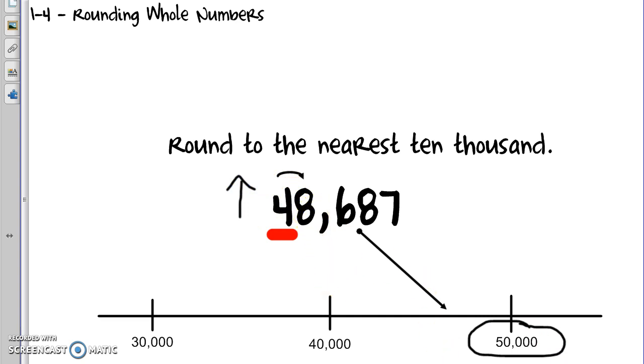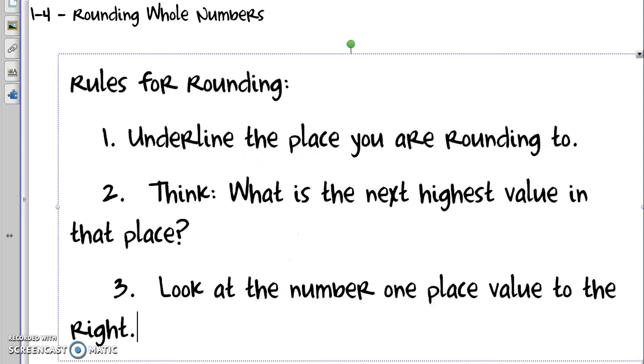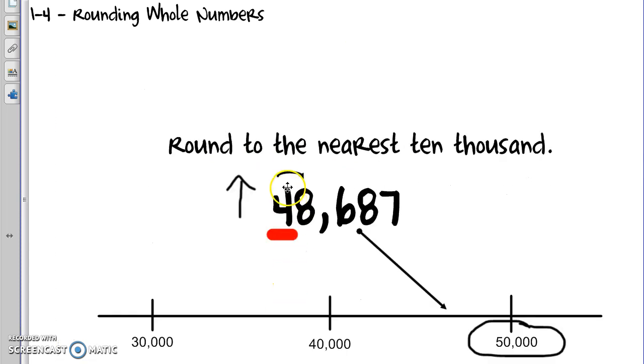If it was lower than a 5, we would be going down to the lower 10,000. But we're going to follow our rules. You look at the number one place value to the right. Just like we drew this arrow, we look at this 8. It is one place value to the right of the 10,000s, and it tells us to go higher.